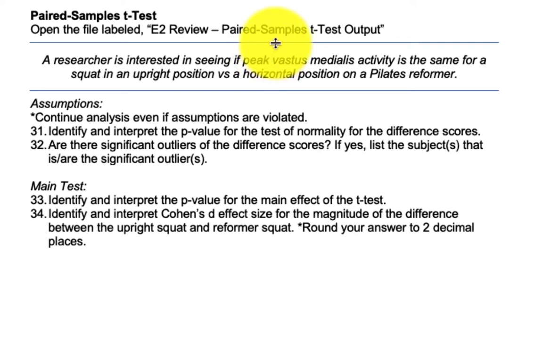For our last output, we are looking at a paired samples t-test. In this particular data set, a researcher is interested in seeing if peak vastus medialis activity is the same for a squat in an upright position versus a horizontal position. So we're interested in looking at the difference between two groups.